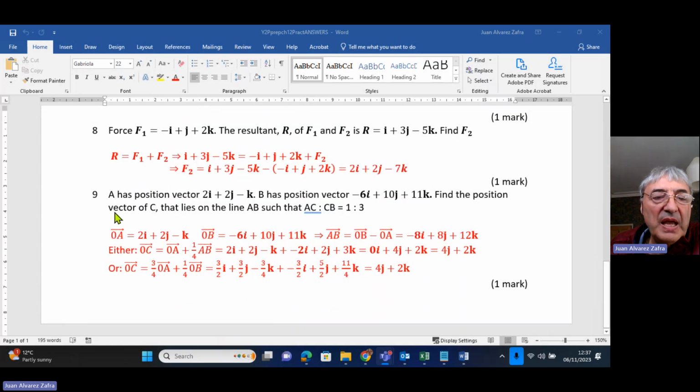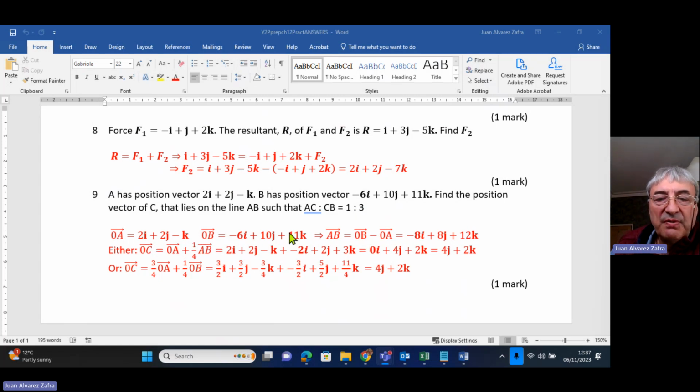Question 9. A has a position vector given by this vector, and B has a position vector given by that vector. Find the position vector of C that lies on the line AB such that the ratio of the lengths AC to CB is 1 to 3. In other words, point C is closer to A, and the ratio of its distance from A and from B is 1 to 3. So a couple of ways of doing this.